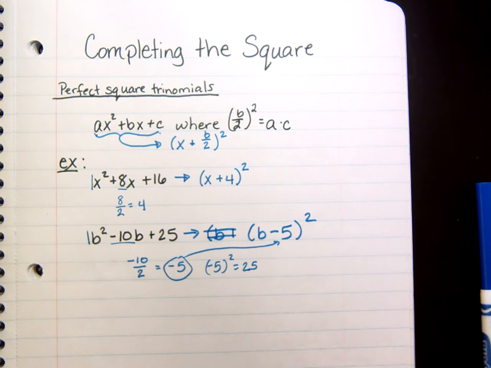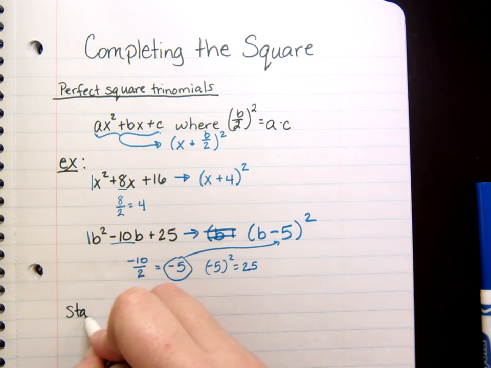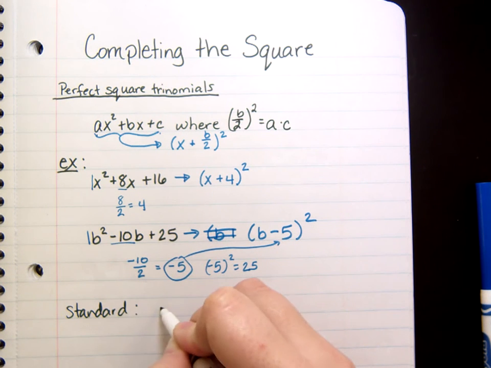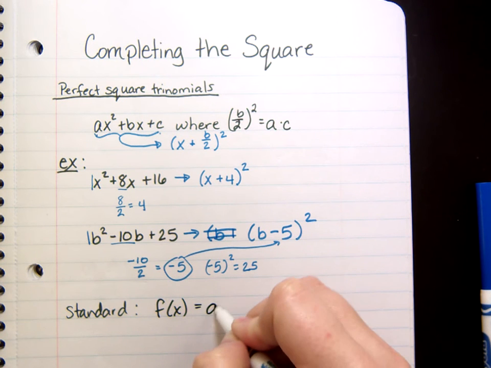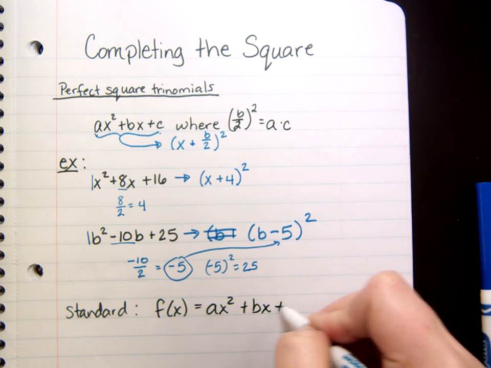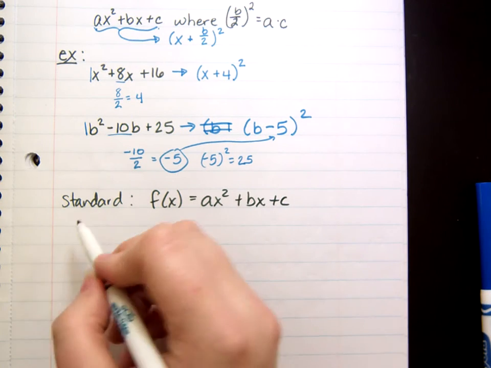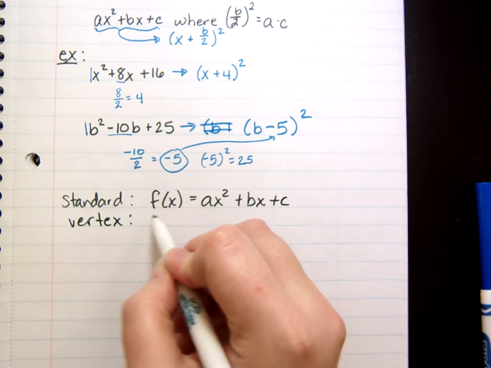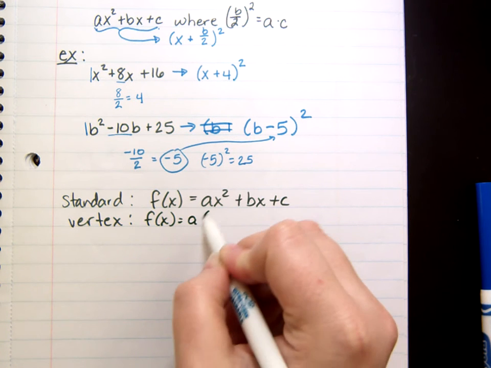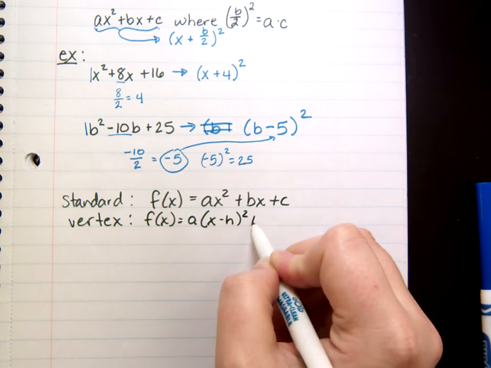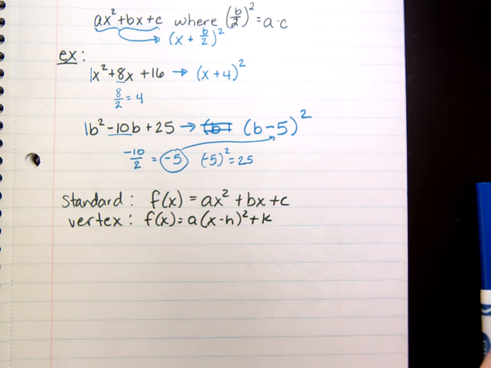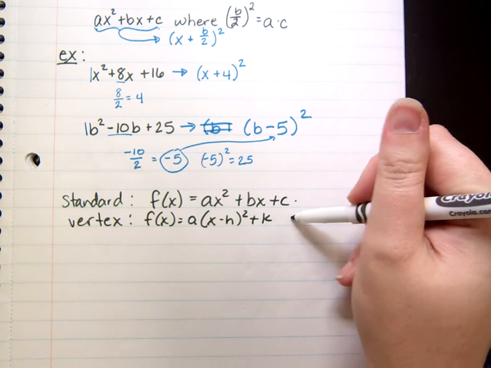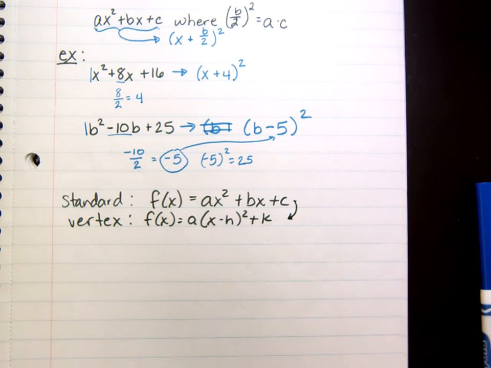Now, the reason I was showing you this is because, again, it is a step to convert between standard form. Remember, standard form is the one where a quadratic is written as ax squared plus bx plus c. And then vertex form, which is written as a times x minus h squared plus k. Completing the square is a process that goes from this form to this form, and perfect square trinomials play a part in that.